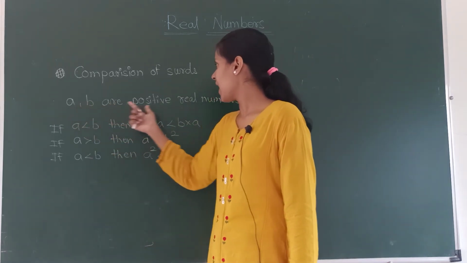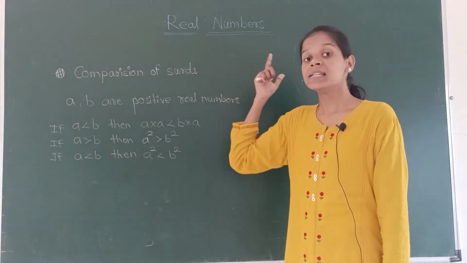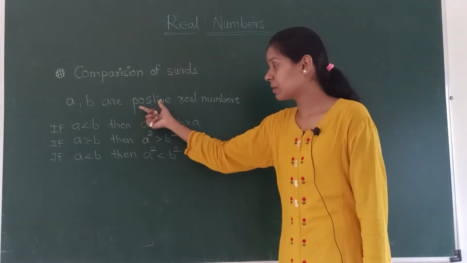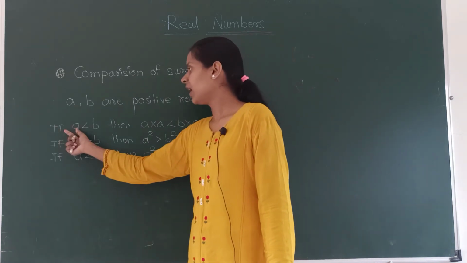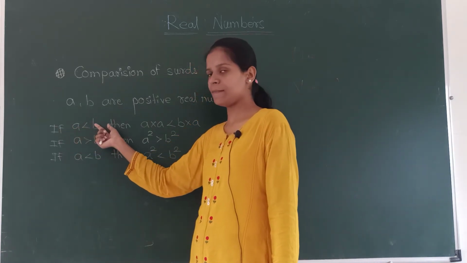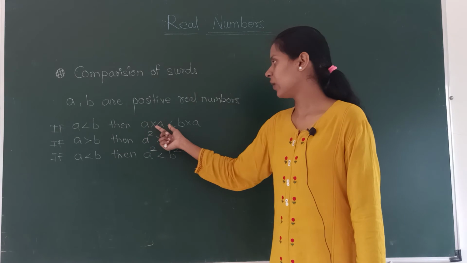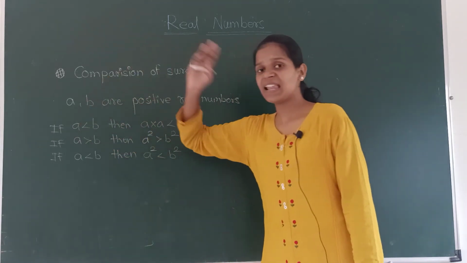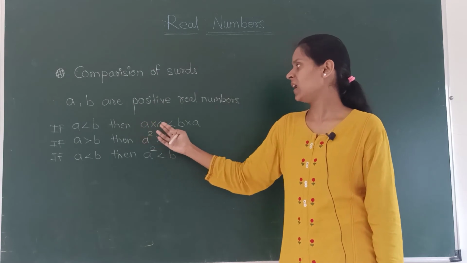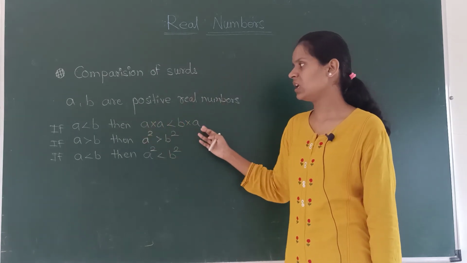Suppose A and B are positive real numbers. See, I have used the word positive real numbers. Then if A is less than B, then A into A is less than B into A. Obviously, if A is the smaller number than B, then A into A is less than B into A.